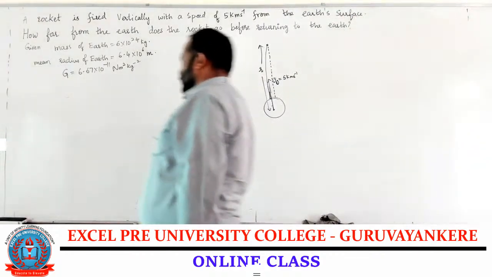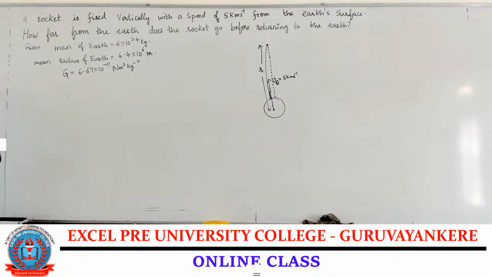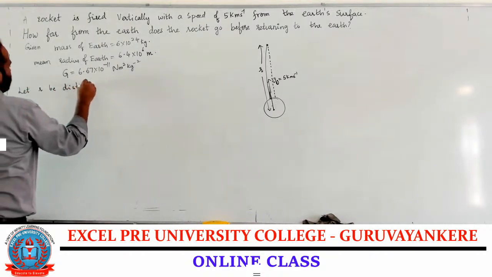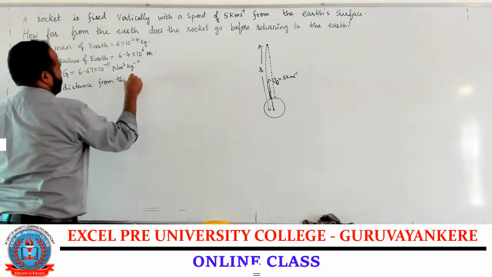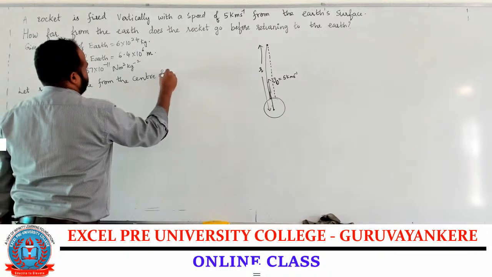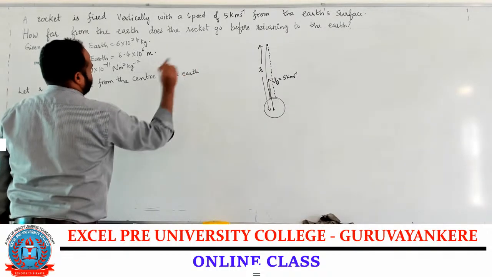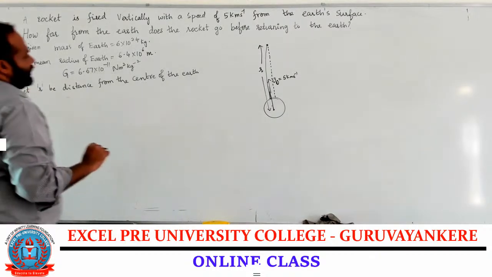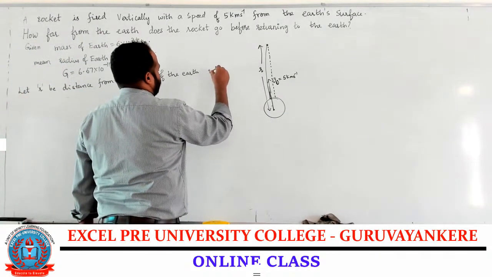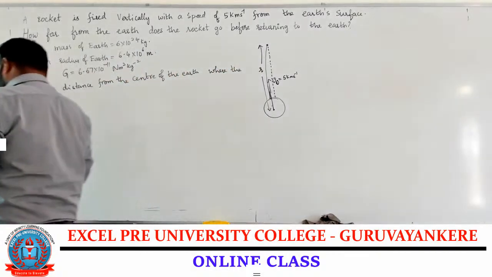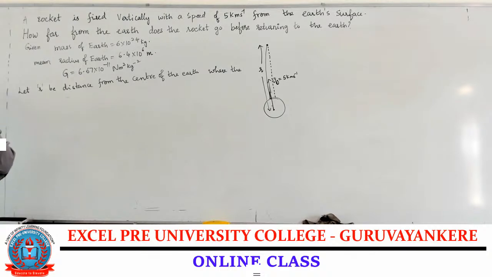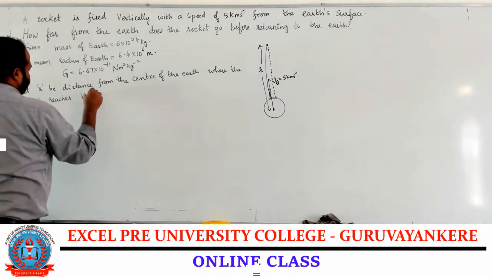Write down, let R be the distance from the center of the earth where the rocket reaches before returning.